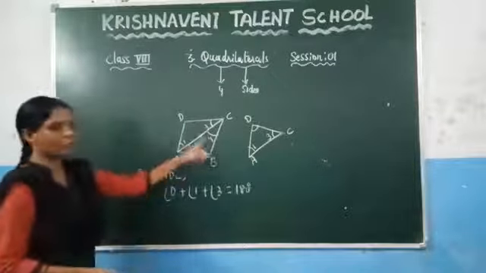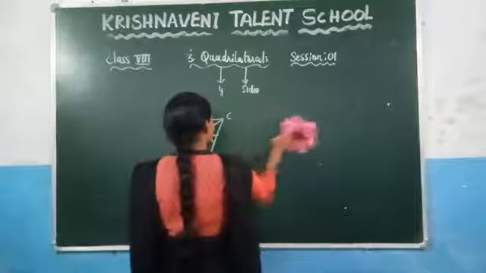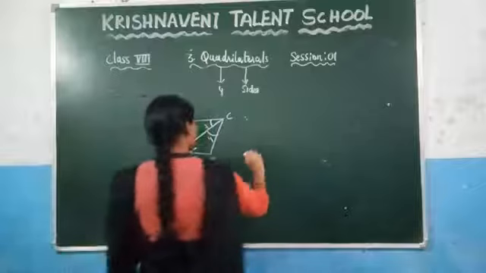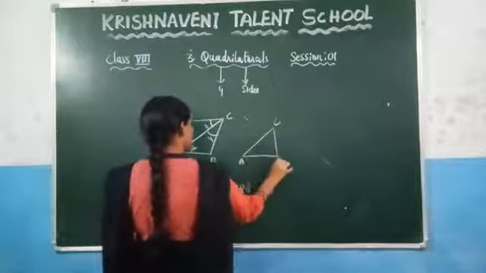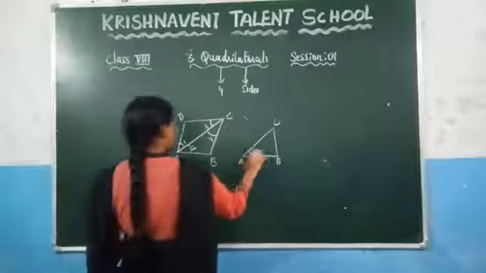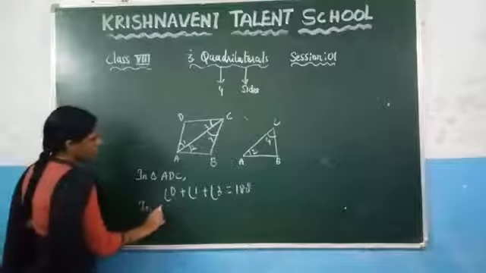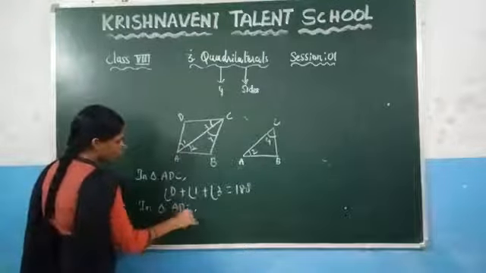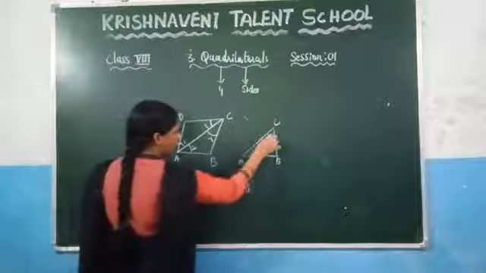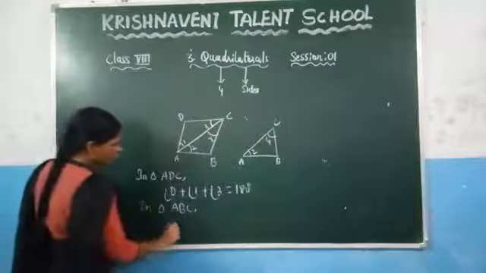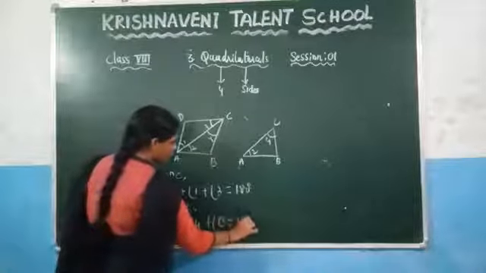Similarly, consider now the below triangle. Since the sum of the angles of a triangle is 180, this is the below triangle. This is C, A and B. What are the angles? Angle 2 and angle 4. You can write it as angle 2 plus angle 4 plus angle 3 is equal to 180.